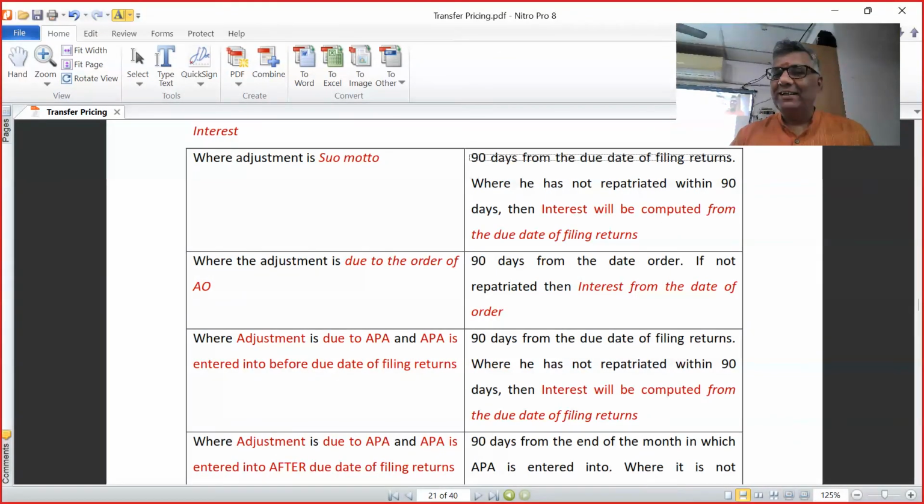But do you know where the checkpoint is? If money does not come within 90 days, interest is not from the 91st day. Shall I draw a parallel? Section 201 interest for not deducting TDS or not remitting. The tax deducted in September should be remitted on or before October 7. Where you have not remitted, interest will be computed from September, not from October 8th.